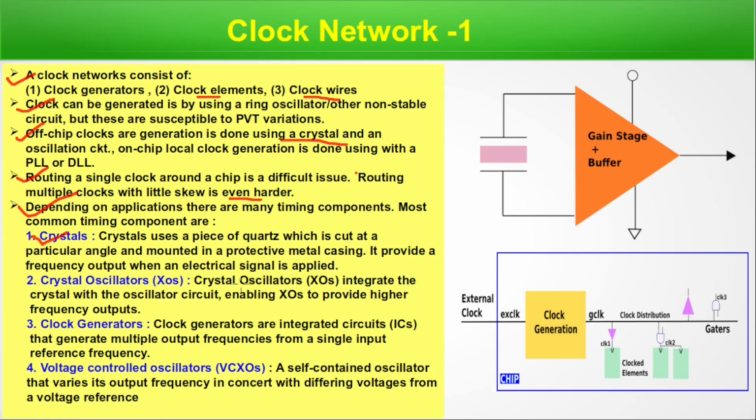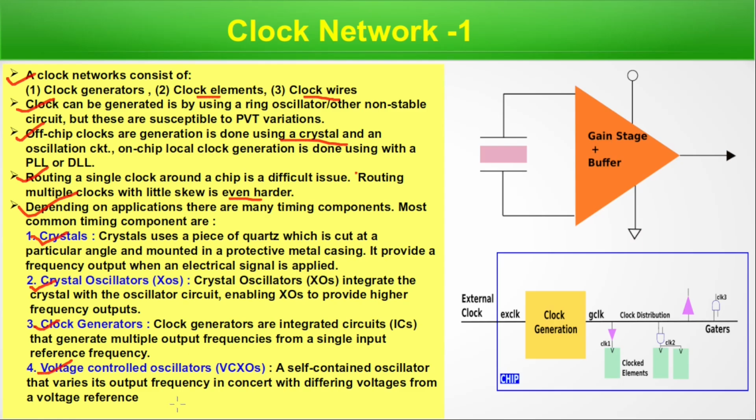Now, crystal oscillator. Crystal oscillators integrate the crystal with an oscillator circuit, enabling the oscillator to provide higher frequency output. Now, clock generator. Clock generators are integrated circuits that generate multiple output frequencies from a single input frequency, which is a reference frequency. And then come voltage controlled oscillators, self-contained oscillators that vary their output frequency in concert with different voltages from a voltage reference. So these are four parts.